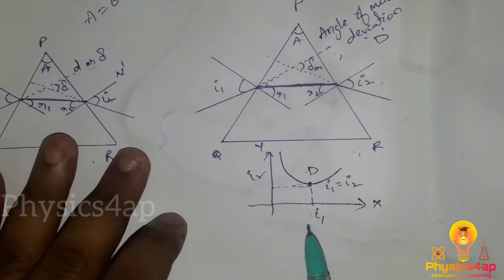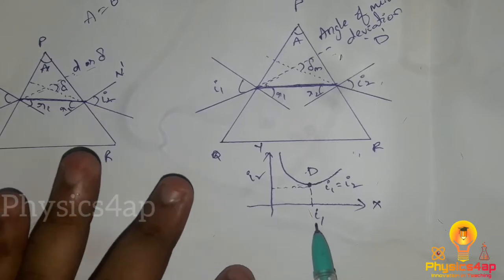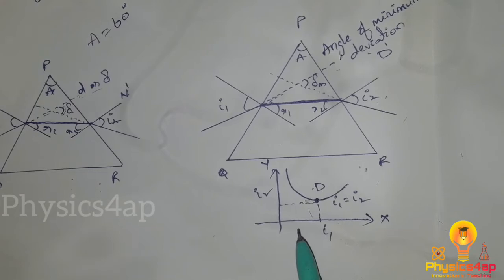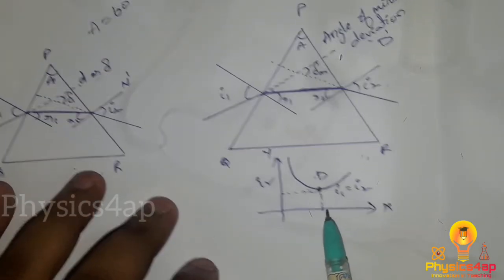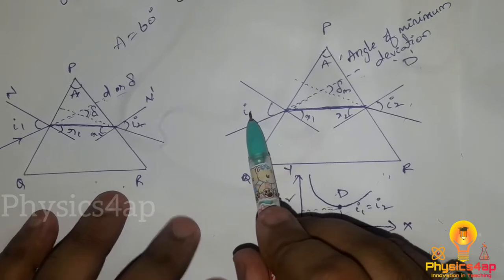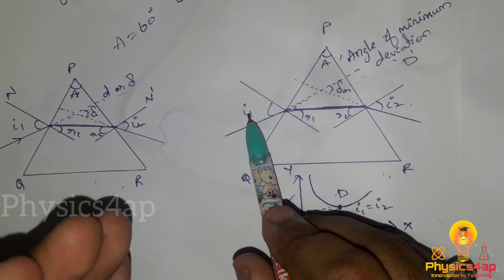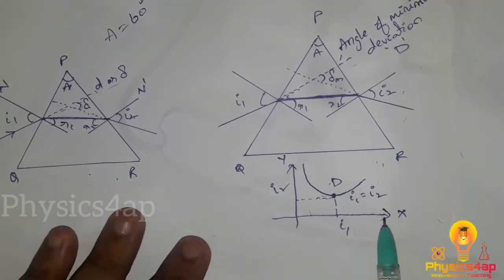So we draw the graph taking I1 as the x-axis. Why do we have to take I1 as the x-axis but not I2? Because the values which we know will be taken as the x-axis. Like here, the angle which we are inserting, whether it is 30 or 40 or 50 or 60, all the values that we are taking. So the known values will be taken on the x-axis.